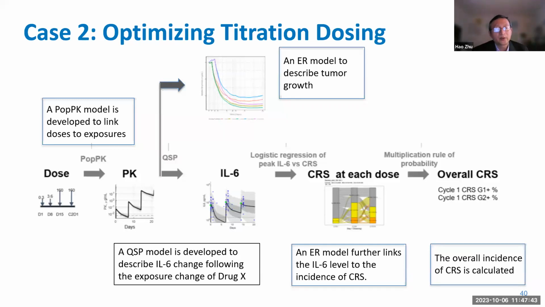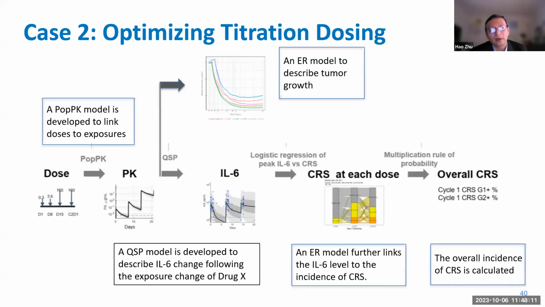So in this case, we're using a population PK model to link dose to the concentration changes. Then we generate the QSP modeling that can link the exposure changes to the IL-6 level changes. Subsequently, the changes in IL-6 level can be linked to the incidence of cytokine release syndrome. In this setting, we can understand, given this dose level, what the concentration change is, and what the potential is for this patient to develop a CRS.